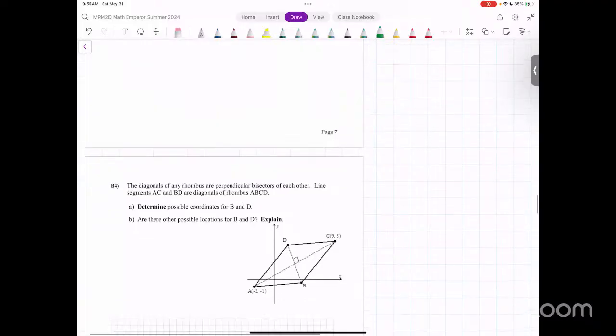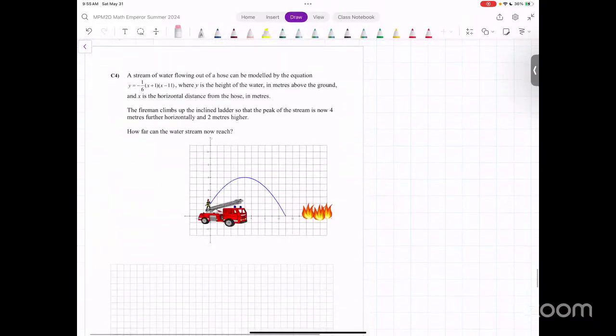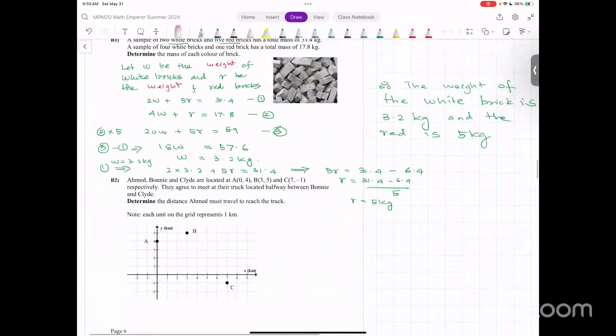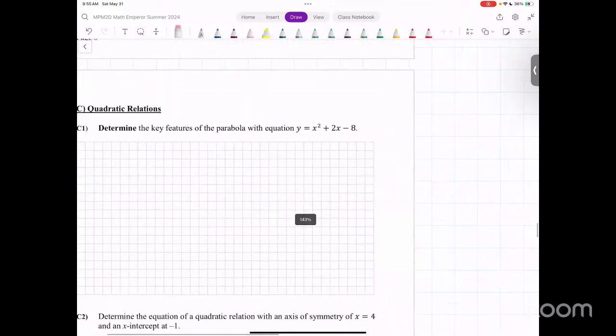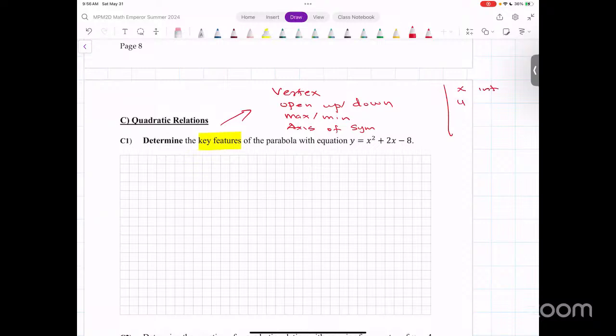Now we're going back to some analytical geometry questions. Before I go back to analytical geometry, I'd like to go back to some quadratic relations. So let's get started with the first quadratic relation. Determine the key features. When they say key features, you should talk about the vertex, open up or down, max or min value, axis of symmetry, and then x-intercept and y-intercept.